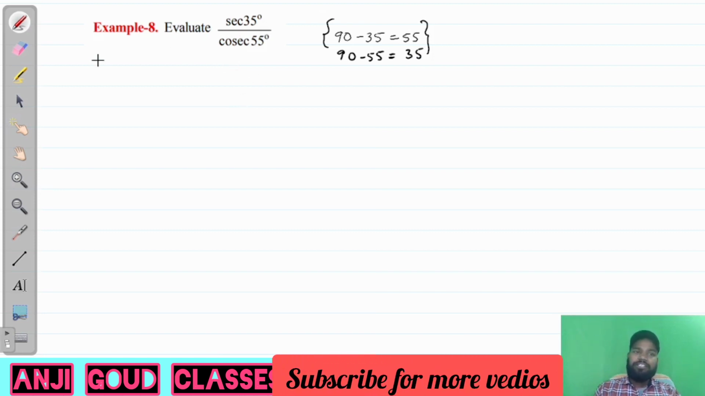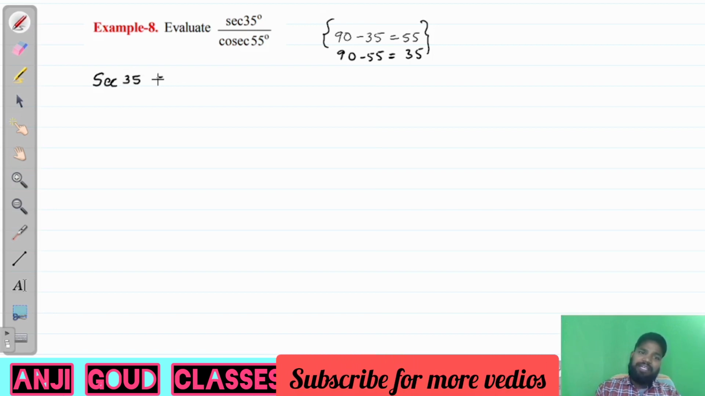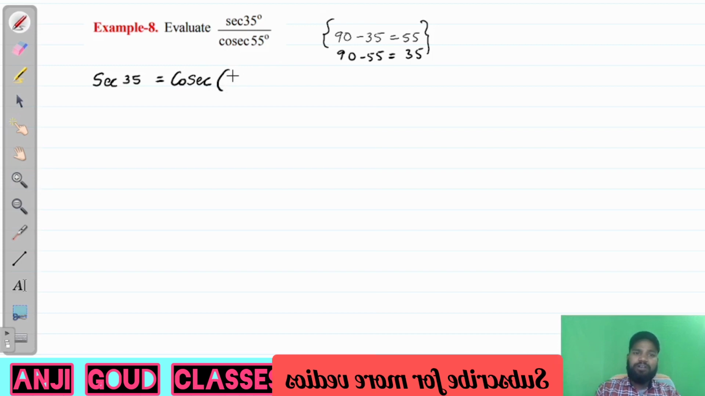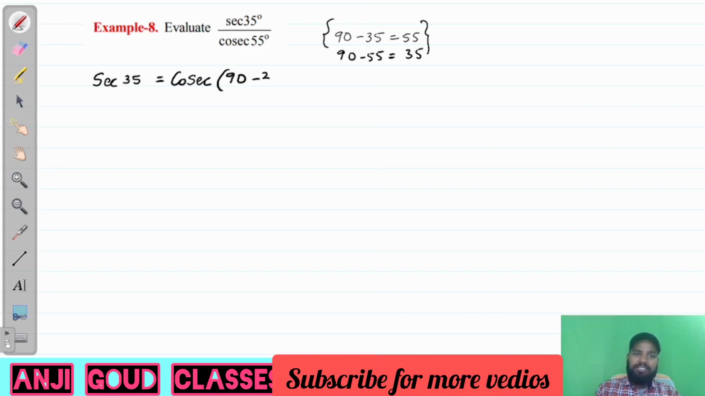So here you just apply that formula. Sec 35 can be written as cosec of 90 minus 35.